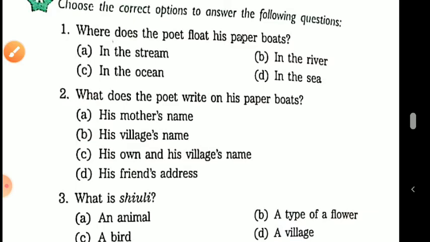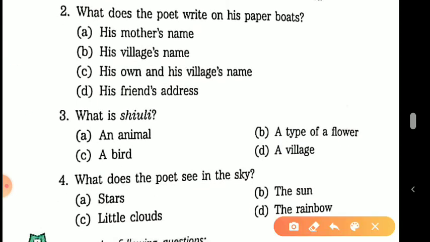Now, the third question. What is Shivli? A type of flower. Shivli is a type of flower.